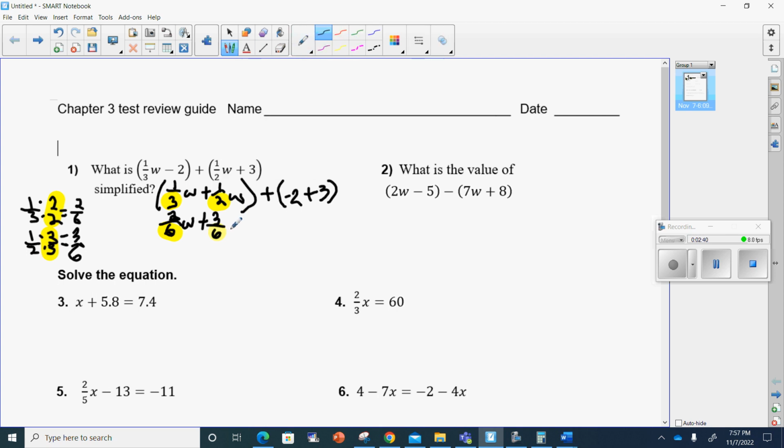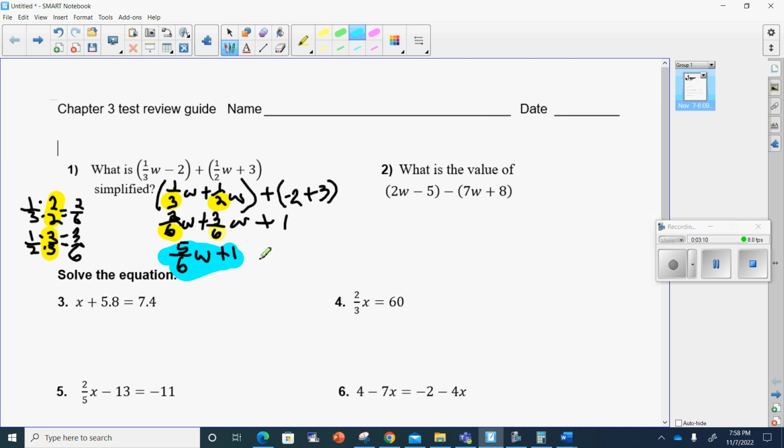And now this is W's. And I'm going to add this to, well, -2 plus 3. That's like 3 minus 2. That's going to be 1. Now when I add these together, 2 plus 3 equal 5. So this is going to be 5/6 W plus 1. So there is my answer. Let's put it in green. Now I'll put it in blue over here.